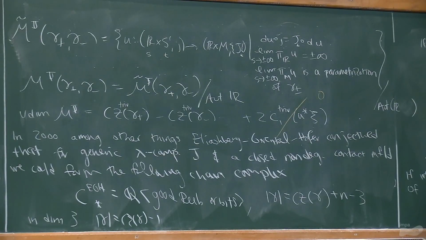So what you can do is go back to what the Morse-Bott situation is like, just when you think about this cylindrical contact homology theory.